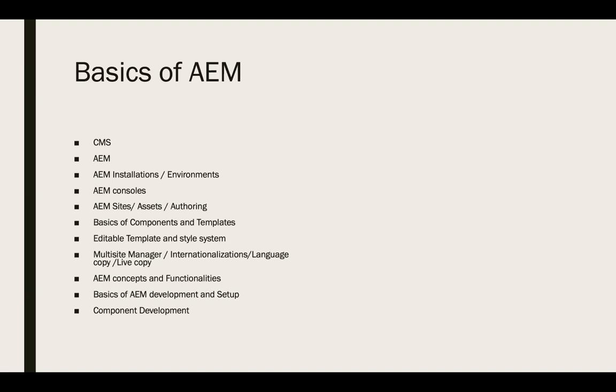So some of the basic concepts that we will look at in this course, in the next couple of days, are what is content management system and what is AEM, how to install AEM, and what are the different environments we work with. With AEM, everything is about understanding the AEM constructs, like AEM consoles. There are various consoles that you work with. So these are AEM sites, assets, and authoring. These are all the different consoles as well.